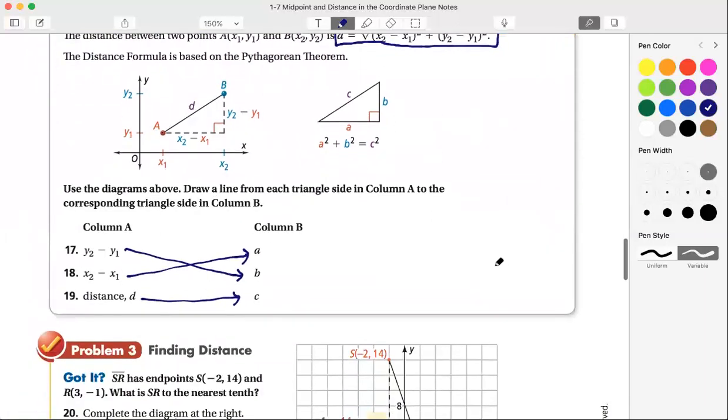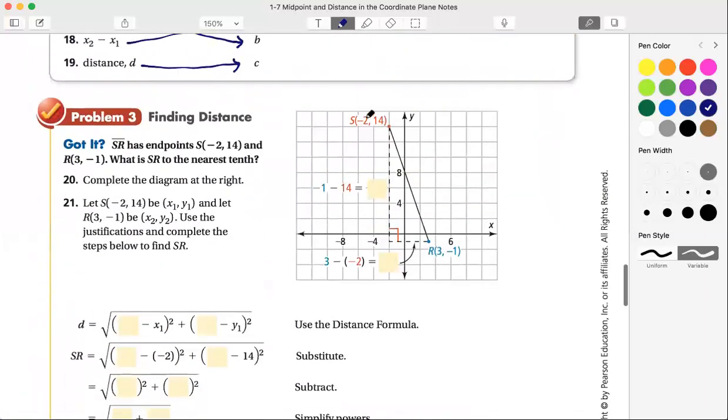So let's actually use the distance formula now. Here's the distance between (-2, 14) and (3, -1). Complete the diagram at right. So we want to first find the difference in the y's. -1 minus 14 is going to give me -15. The difference in the x's, 3 minus -2, is going to give me 5.